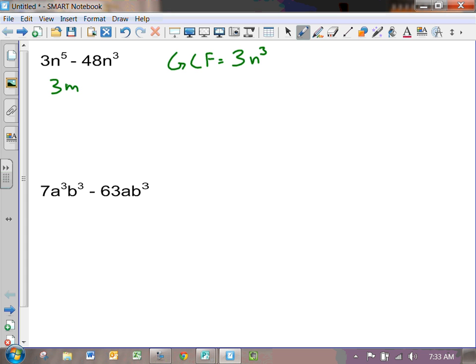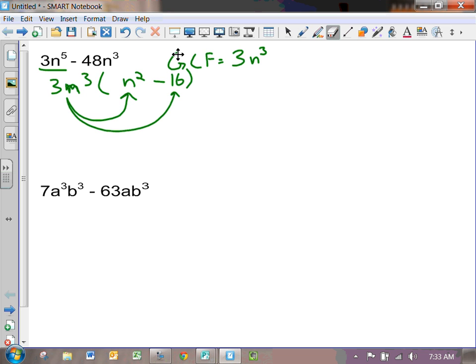Now we're going to put 3n to the 3rd out front. So we say to ourselves, okay, 3n to the 3rd times what gives us 3n to the 5th? That ends up being n to the 2nd. And then we look at 3n to the 3rd times what gives us 48n to the 3rd, and that's a minus 16. And we can close out our parentheses.